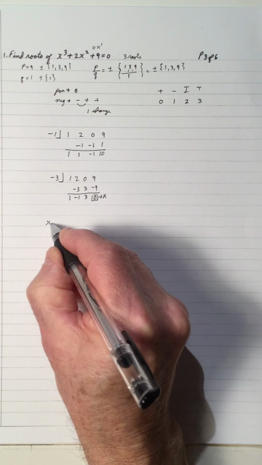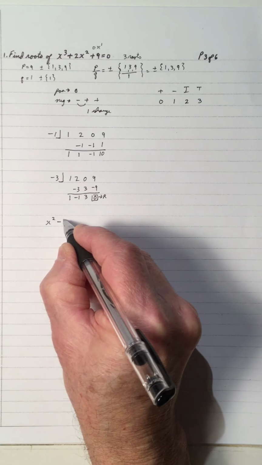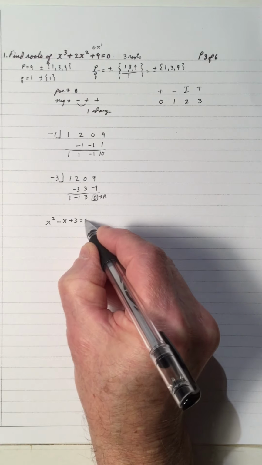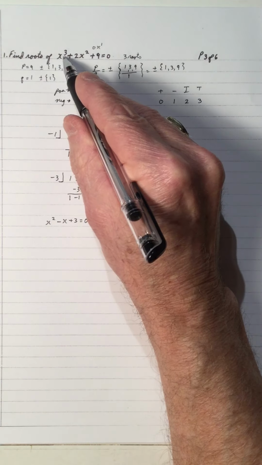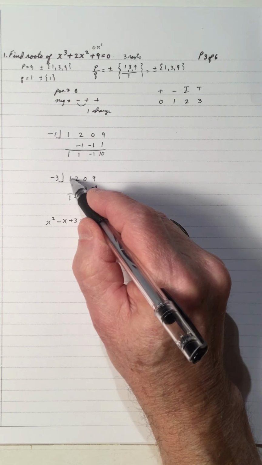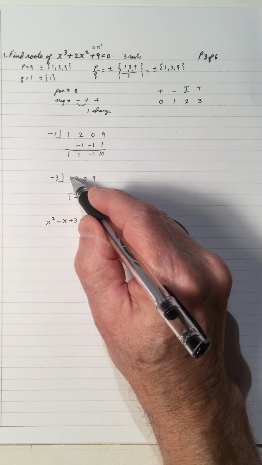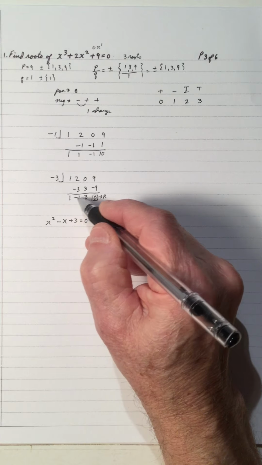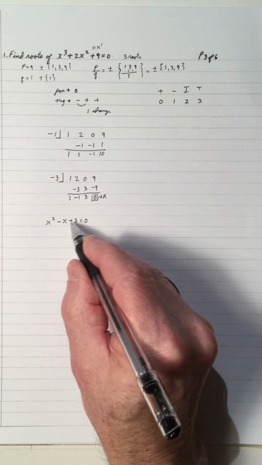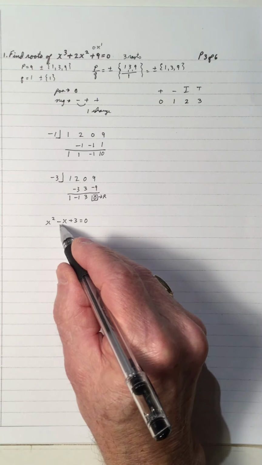That means my depressed equation is x squared minus x plus 3. Remember, that's a cube. So that's x cubed, x squared, x constant. So it goes down by 1, so the x cubed becomes an x squared. So x squared, x constant. And now we have a quadratic. What factors of 3 will give us a negative 1?